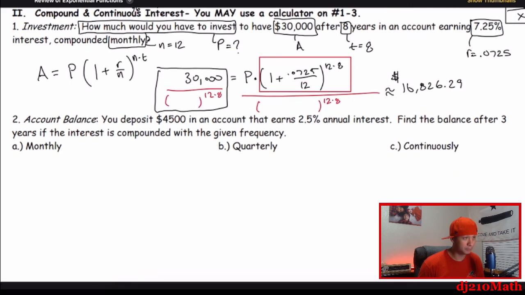All right. Number 2, you deposit 4,500 in an account. Okay, so what value is that, A or P? It's P, right? It's the amount you're starting with. That earns 2.5%. Again, I don't care about 2.5%, but I care about 0.025 because we want to move it 2 places to the left. Find the balance after 3 years. So T is equal to 3. And it's compounded depending on A, B, or C. All right. Monthly, N is going to be 12. Quarterly, N is going to be 4. Continuously, we'll talk about that in a minute.